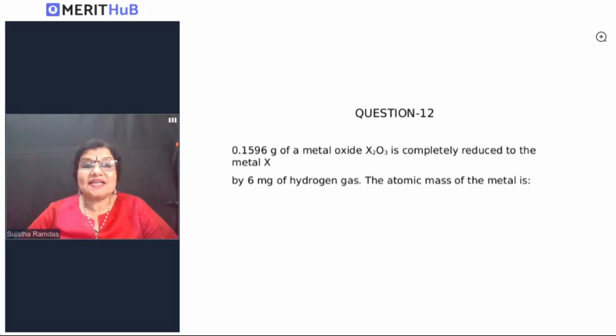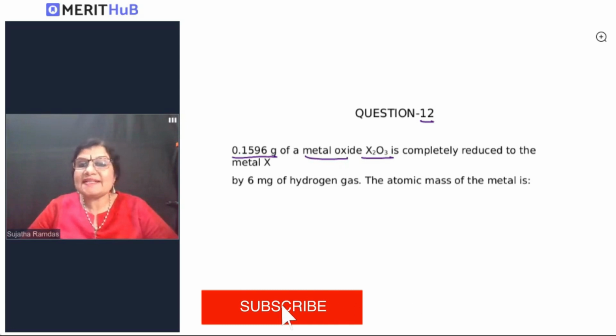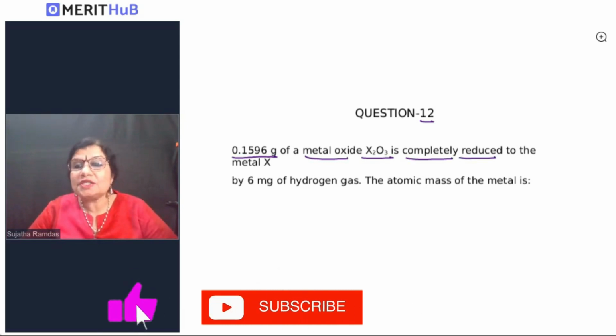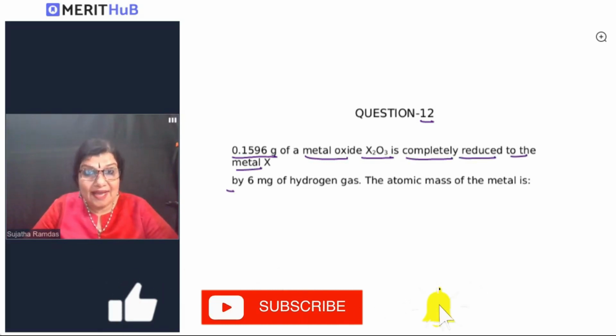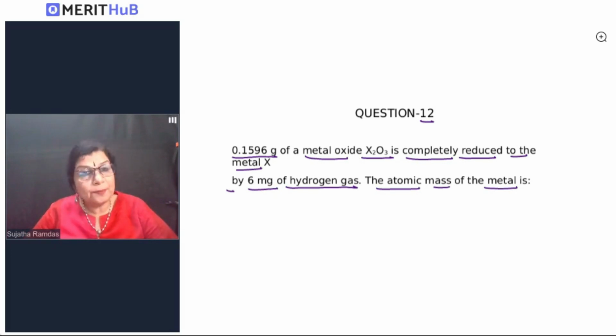Here is question number 12. 0.1596 gram of a metal oxide X2O3 is completely reduced to the metal X by 6 milligram of hydrogen gas. The atomic mass of the metal is. Again, a simple question, but this can also be done in a very simple manner.